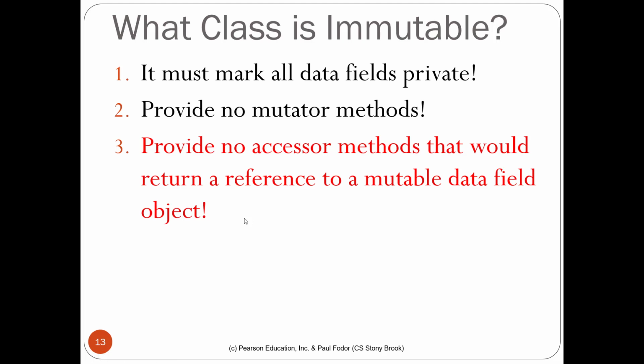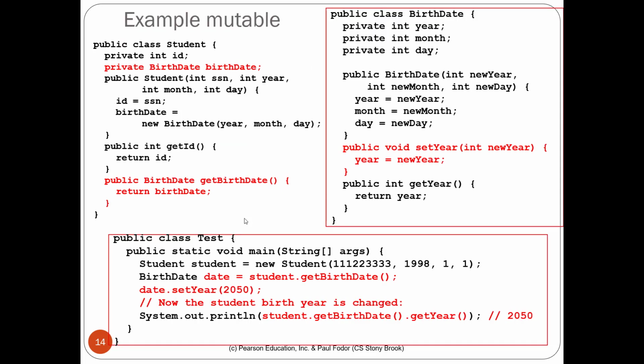This is a little complex to understand. An immutable object should have all the data fields private. It should not have any mutator method, and at the same time it should not have any accessor method, that means any getter method which could return a reference to an object which has a mutable data field. So let's understand that. For that, pay attention to this example that I have here.